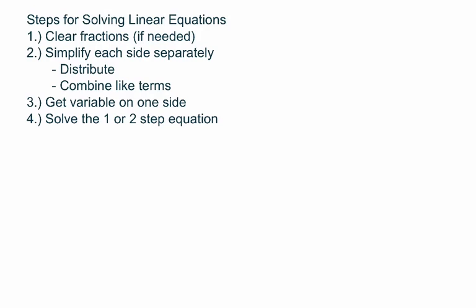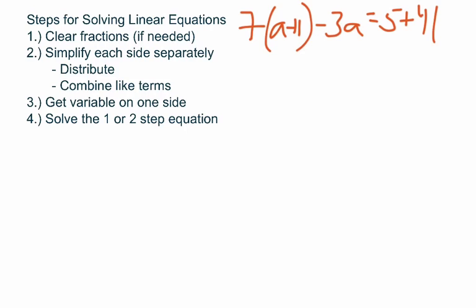The first example I have is this: 7, and then in parentheses, a plus 1, minus 3a equals 5 plus 4, and then in parentheses, 2a minus 1. Okay, that barely made it on there. So I'll read it out loud again because it is messy. 7(a + 1) - 3a = 5 + 4(2a - 1). So we're going to follow these steps exactly as they are written.